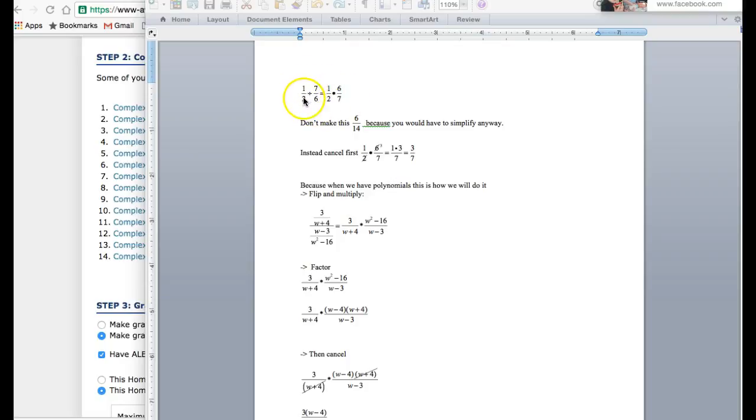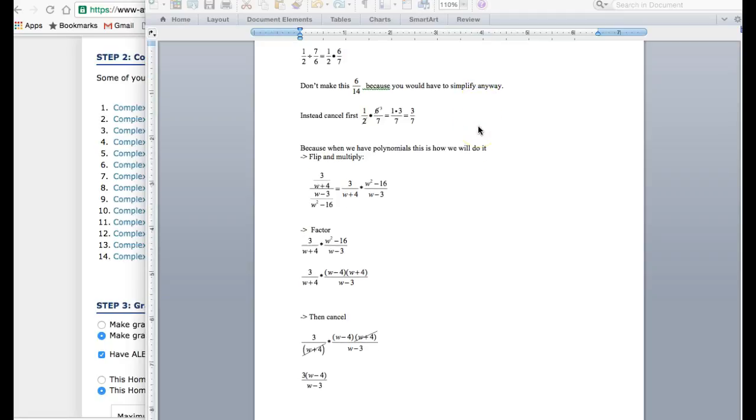Well, if you have a fraction divided by a fraction, you take the reciprocal of the divisor, which is the second fraction, and that means to flip it, and then you multiply. But as you can see in my note here, don't make that 6 over 14 because you're still going to have to simplify, because 6 and 14 are even. So instead, this is how we should be thinking of it. 2 divides into 6 3 times, leaving you 1 times 3 on top and 7 on bottom.